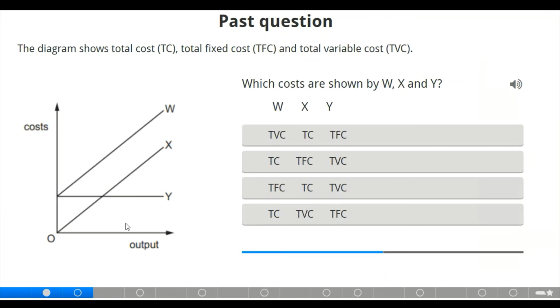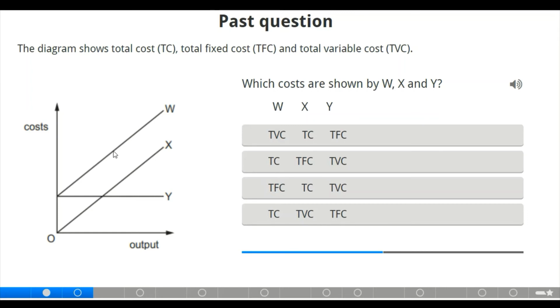Moving to the next slide, we have the first question here, which shows the diagram of W, X, and Y. Now let us go through the question. The diagram shows total cost, total fixed cost, and total variable cost. Now the question is, which costs are shown by W, X, and Y? Now let us check. We have the line W here, then the X here, and the line Y. Now, which costs are shown by W, X, and Y respectively?